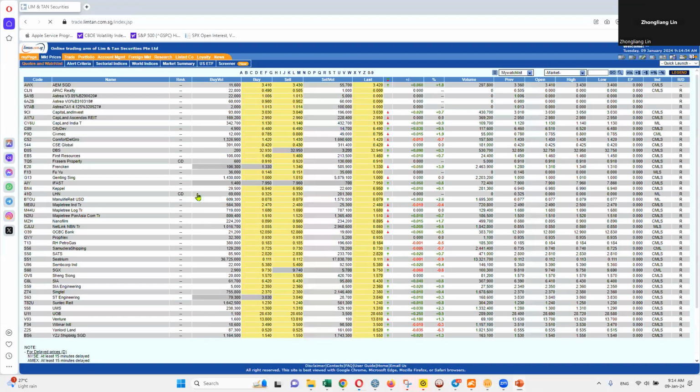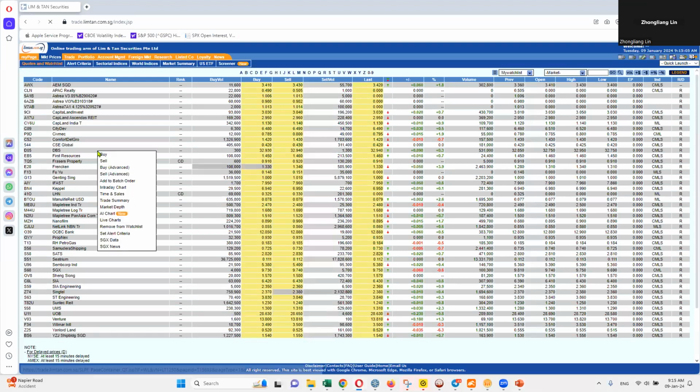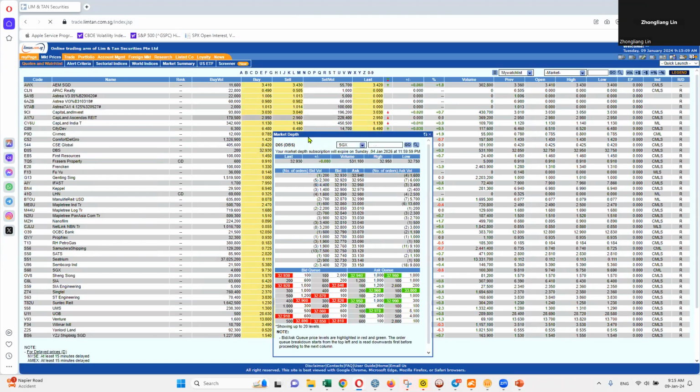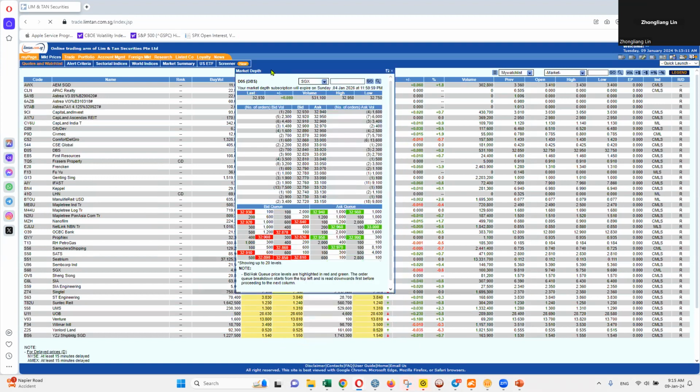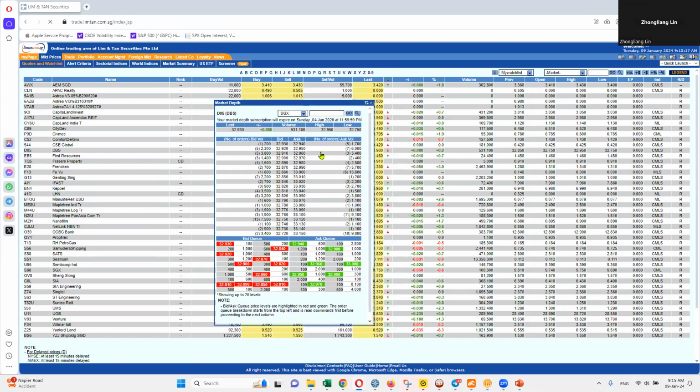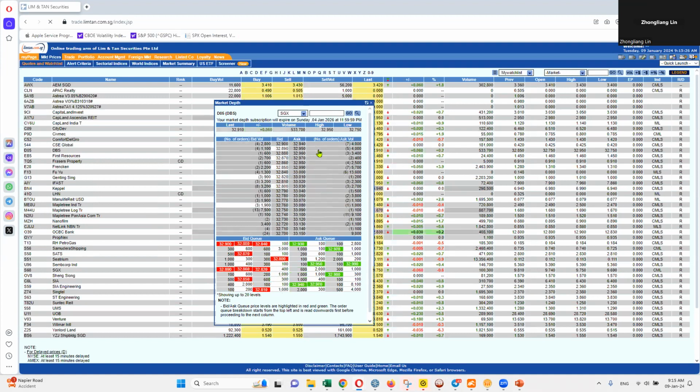Understanding the market depth. First of all, how do you launch a market depth? It's very simple. You just go to any of the counters, right click, and launch market depth over here. As you can see, market depth is launched here. You can shift the frame wherever you want. What you see here are the queues. This is the bid queue, which is the buy queue, and this is the ask queue, which is the sell queue.